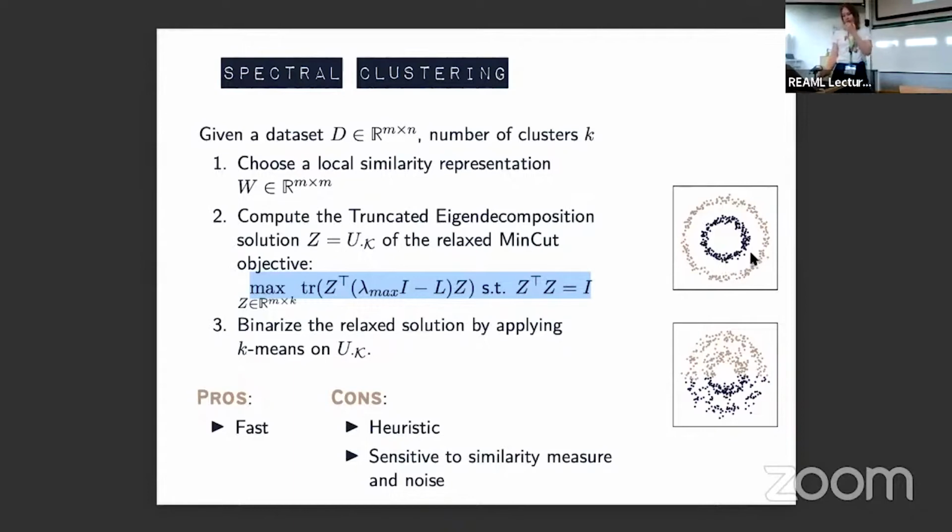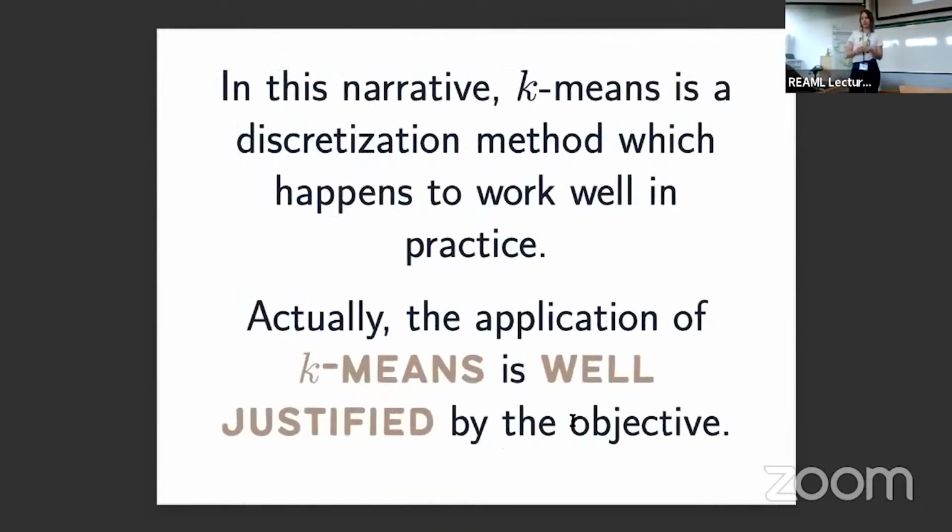So the thing is also, it works quite well, but if you crank up the noise, then you as a human still see that there are two circles, but the method doesn't really. So it just tries to separate here in half, and it doesn't really make sense, and we don't want that, right? So, okay, we have here some weird aspects. And in this narrative, k-means is a discretization method, which happens to just work well in practice. Like we use it because it works well. But actually the application of k-means is well justified.